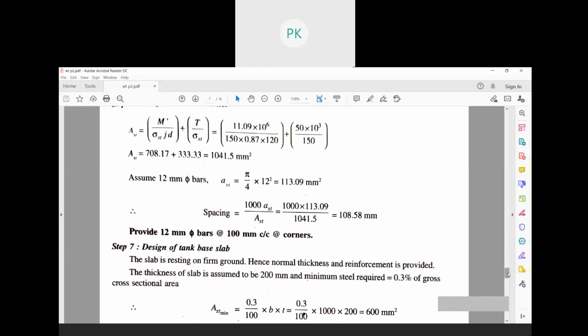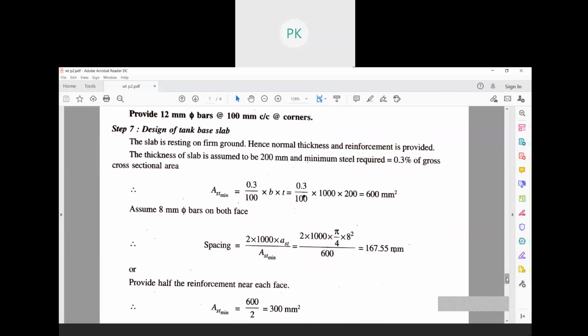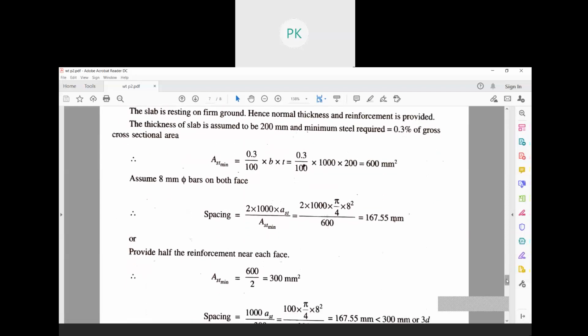Okay. Next, design of a tank base slab, we have to calculate. The slab is resting on firm ground, hence nominal thickness and reinforcement is provided. The thickness of this slab is assumed to be 200 mm. In the previous problem we had assumed it as 150 mm. Here we are assuming it as 200 mm. So anything more than 150 mm is fine, and minimum steel required is 0.3% of gross sectional area. Then AST minimum is calculated to be 600 mm square.